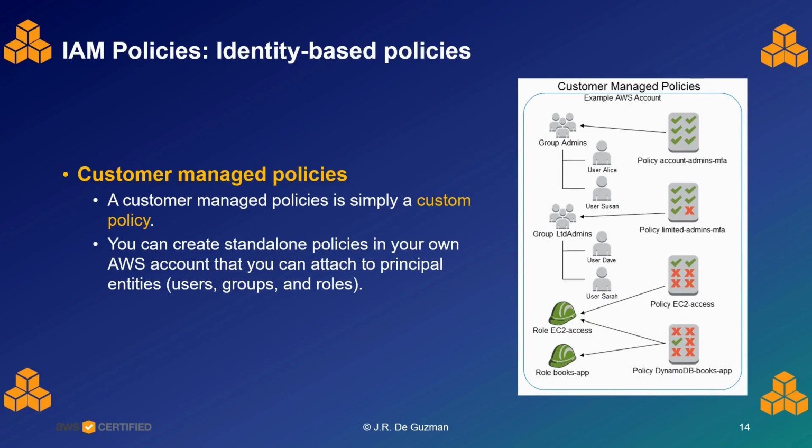The following diagram illustrates customer managed policies. Each policy is an entity in IAM with its own ARN, or Amazon Resource Name. That includes the policy name. Notice that the same policy can be attached to multiple principal entities. For example, the same DynamoDB Books app policy is attached to two different IAM roles.